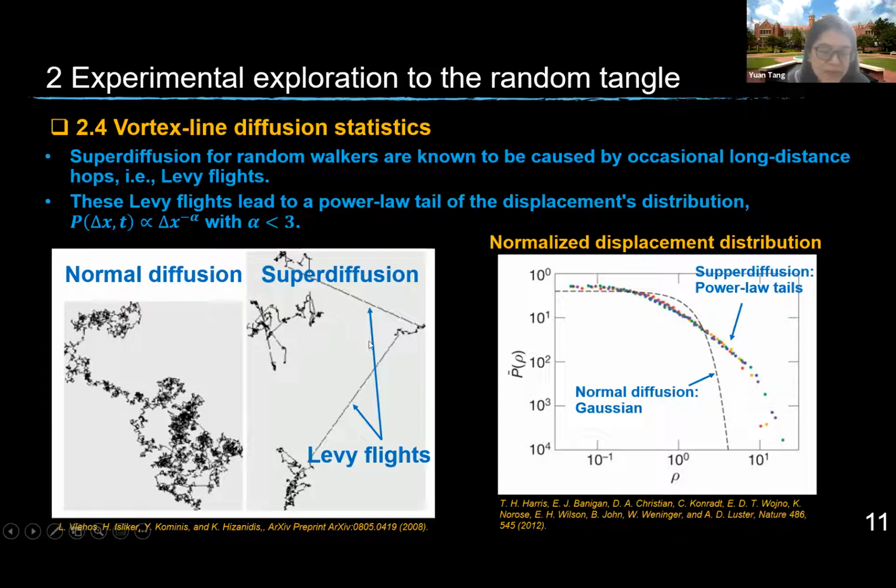Well, it has been found in many physical and non-physical systems that when a particle exhibits long-distance hops, those long-distance hops lead to a power-law tail of their displacement distribution with power-law index alpha smaller than 3, which means the tail is much flatter. Then those large distance hops will be called Levy flights. This Levy flights is considered to be the reason to lead the superdiffusion behavior.